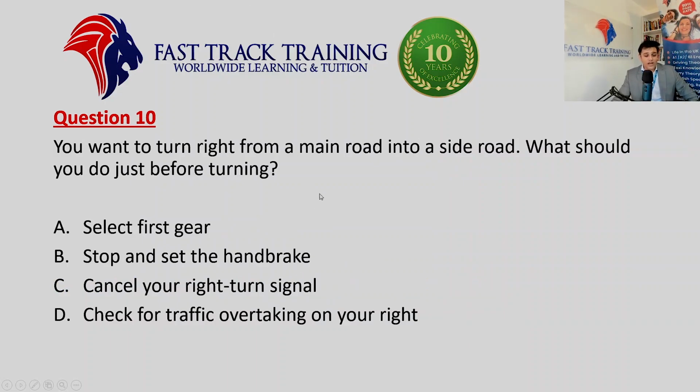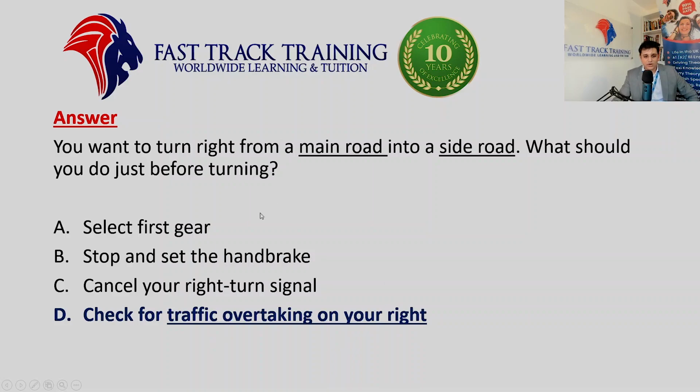You want to turn right from the main road into a side road. What should you do just before turning? Select first gear, stop and set the handbrake, cancel your right turn signal, check for traffic overtaking on your right. So the correct answer is, if you're turning right from a main road into a side road, check for overtaking traffic on your right. So again, main road, side road, check for overtaking traffic. Actually, we should have highlighted turn right as well. So if you're turning right, check for traffic on your right.